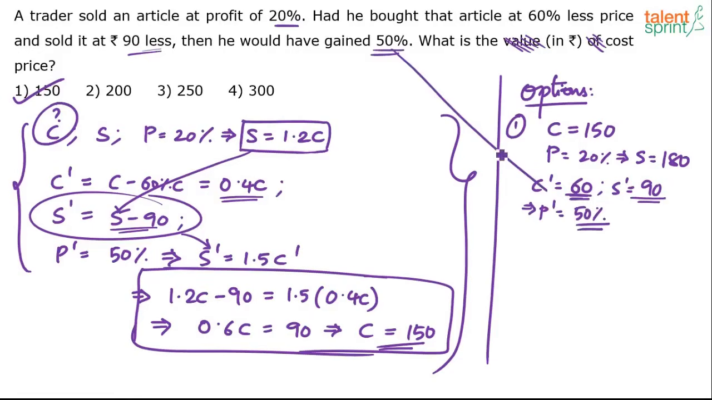He would have gained 50%. I am getting the same 50% here, which implies the cost price was correct. Because if the cost price is not correct, then the profit will not be correct according to the question. So option 1 is the answer, right?